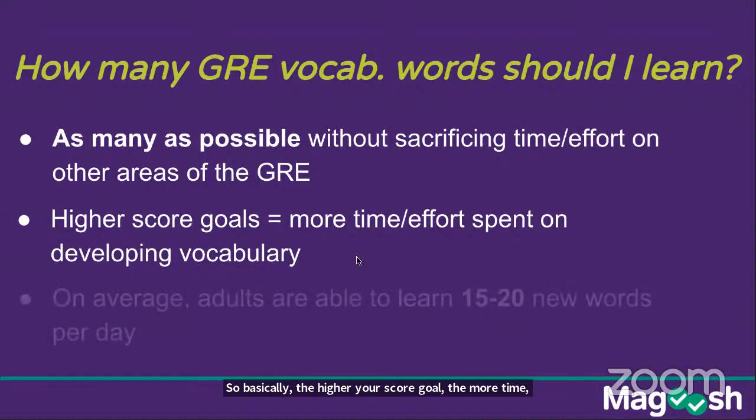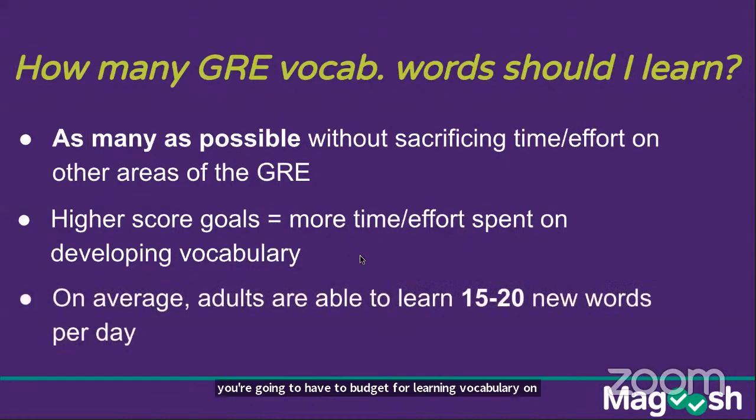learning vocabulary. On average, just to give you a kind of a baseline here, adults are able to learn between 15 and 20 new words per day. Again, on average, meaning that some people can do more than that and others can do less. If you're just starting out, see how that goes. How does 15 to 20 new words feel every day?